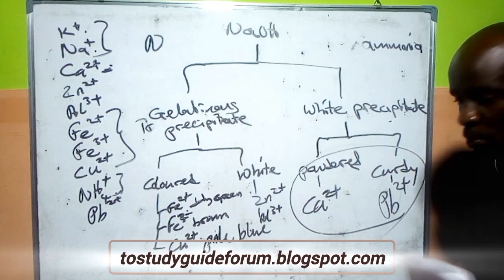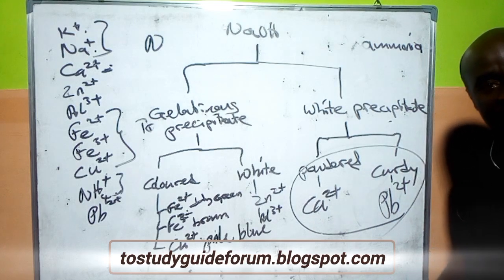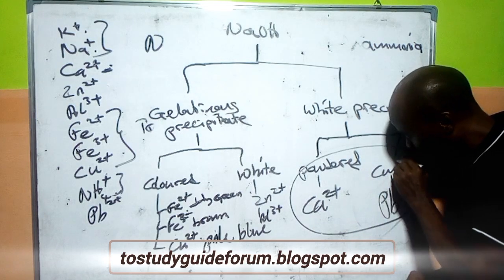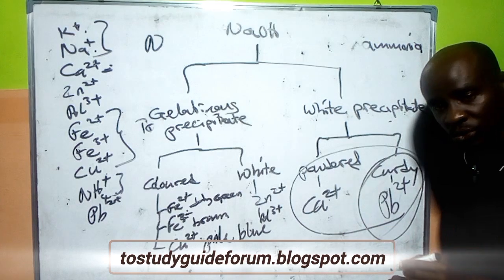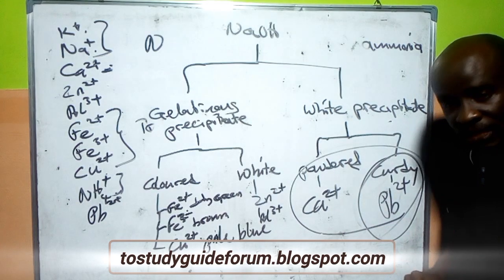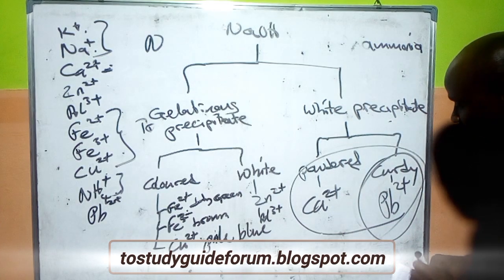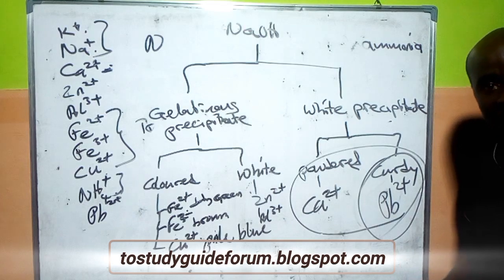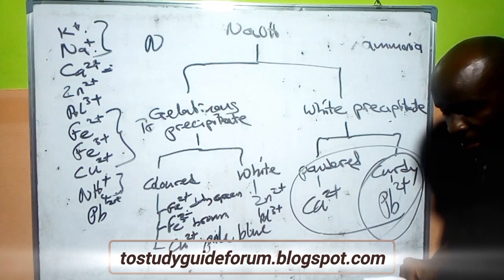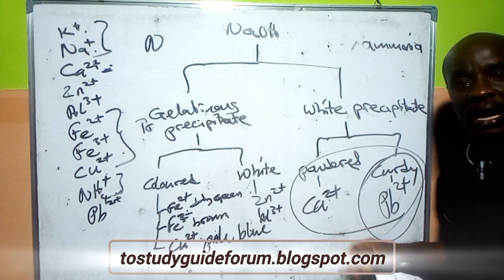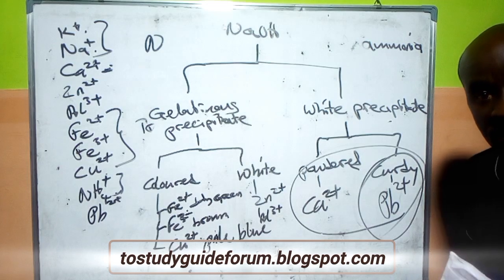One of these tests is that you can add dilute hydrochloric acid. That will make this one to be what? Insoluble, because lead chloride is insoluble. Once you add it there, you find out that lead white precipitate will appear, telling you that lead is there, and then it means that calcium is not likely to be there.